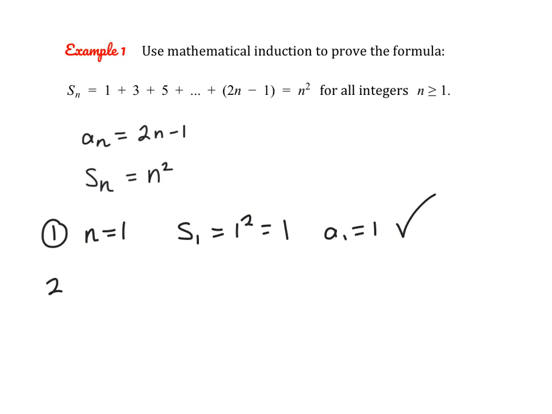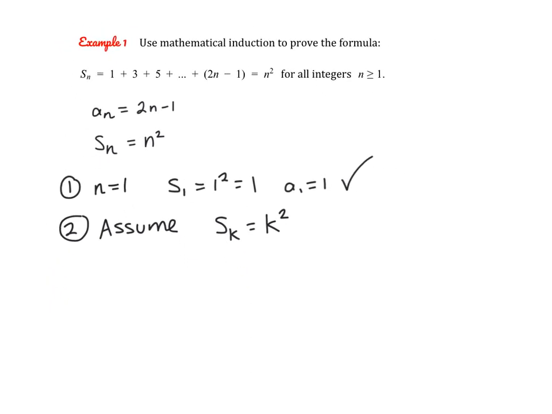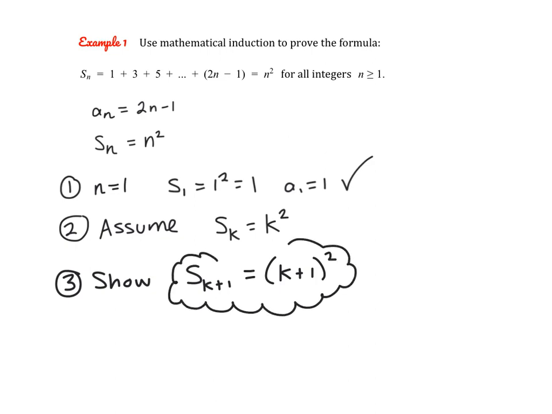So now we're going to make that assumption. We're going to assume that this formula works for k, some integer. So we're going to say s sub k equals k squared. We're going to treat this as a fact. And using that, now we have to show that the integer k plus 1 also works for this rule. So if I substitute k plus 1, I'll get k plus 1 quantity squared. So we're going to try to create something that looks like this. And if we can, then we know that our formula is true.